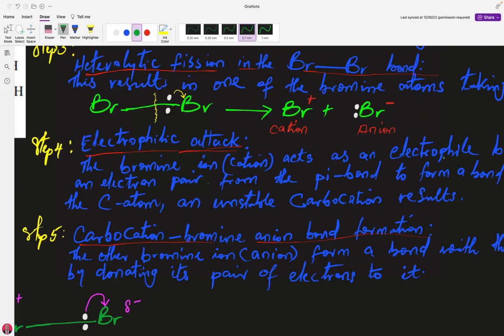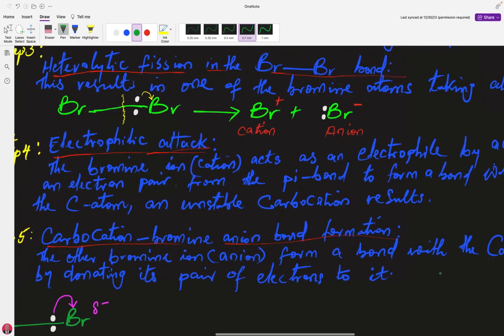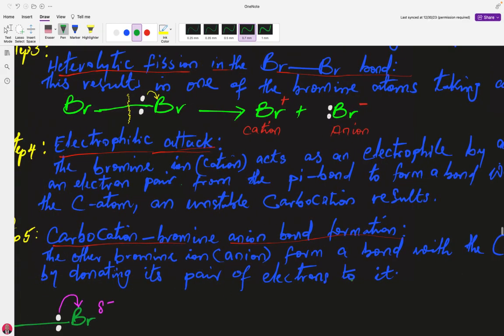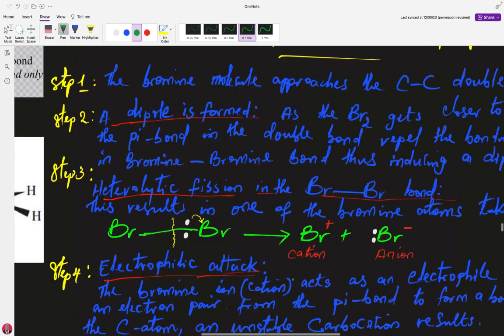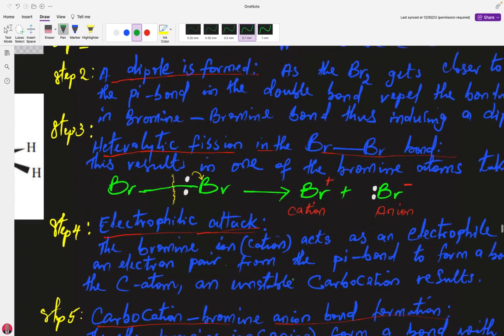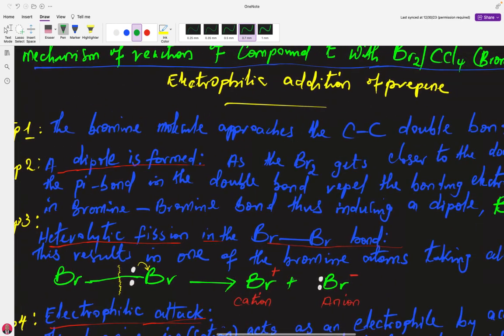So bromine will be acting to fill that place. So in that case, a carbocation bromine anion bond formation. The other bromine anion forms a covalent bond with the unstable carbocation by donating a pair of electrons to it. That's good. These are the stages you are supposed to write. Write just briefly. I was writing it for the purpose of explanation to you. But what I have told you are the underlying areas that you just have to state during exams.